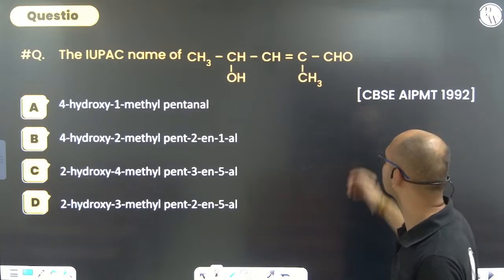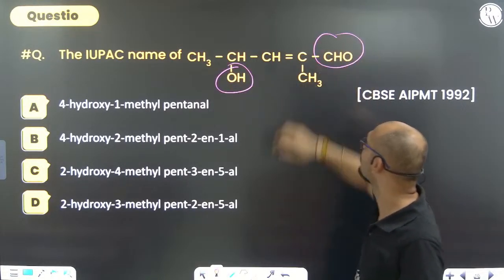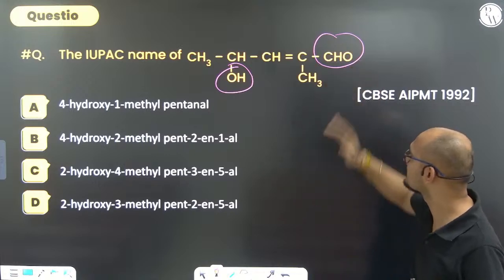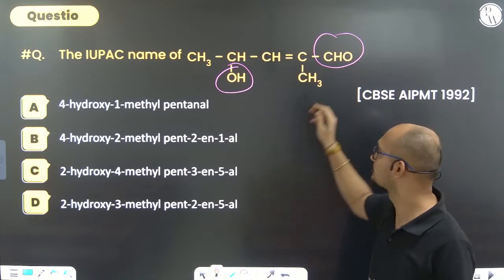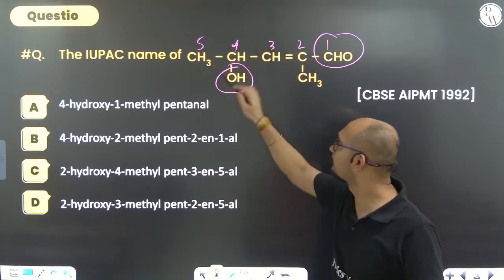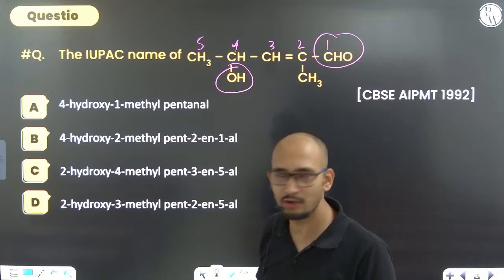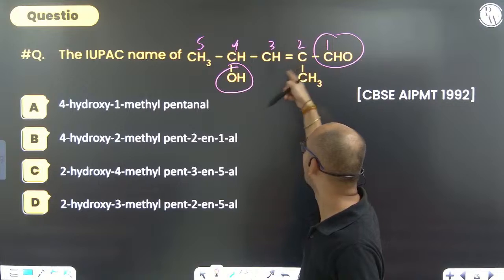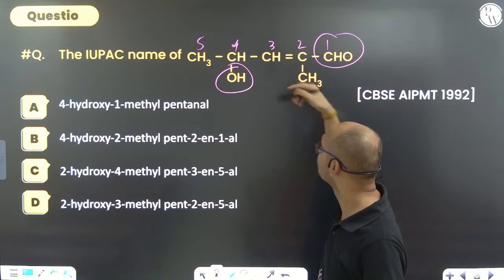IUPAC name of this. Can you see here? What is the functional group? Is there any functional group? Yes, alcohol is there, as well as aldehyde is also there. So taking aldehyde, it should be the longest carbon chain. Okay, 1, 2, 3, 4, 5. And at fourth position there is OH. OH as a prefix, its name comes as hydroxy. So 4 hydroxy, and ene is there at the second position. At the second position there is a double bond. So 2 ene. Yes or no?